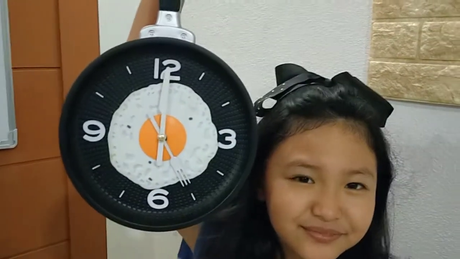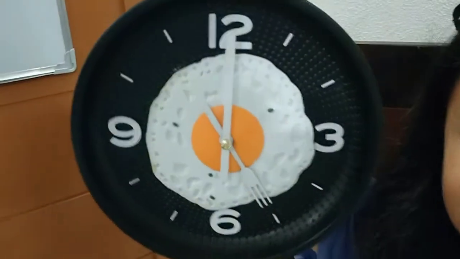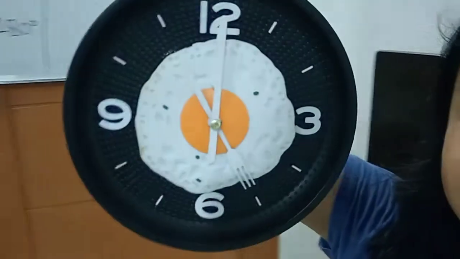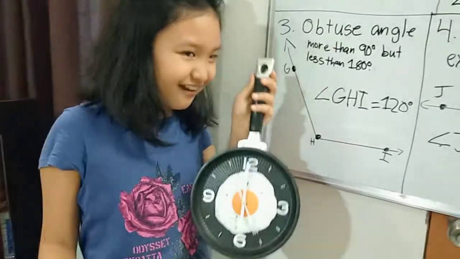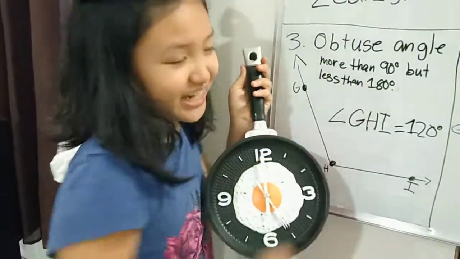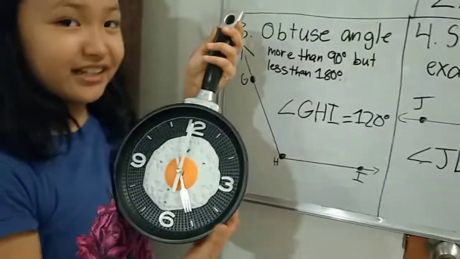And now, for our activity, we will be playing clock angles. I will give you the time, and you will guess what kind of angle it is. First, 5 o'clock. What type of angle is this? If your answer is an obtuse angle, you're right! It's an obtuse angle because it measures more than 90 degrees but less than 180 degrees. You see?